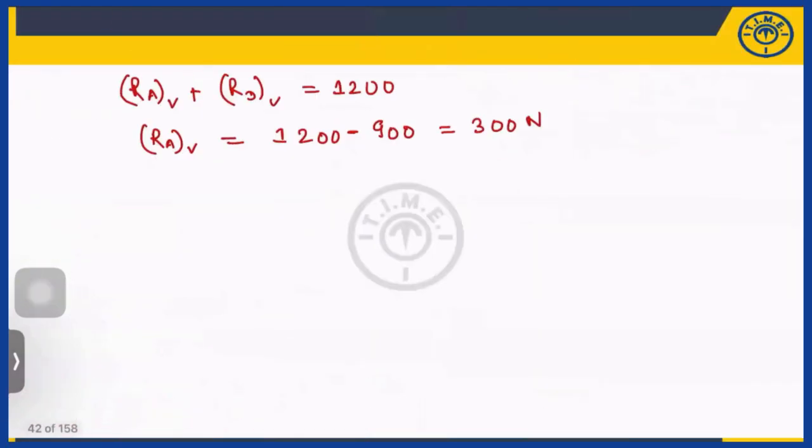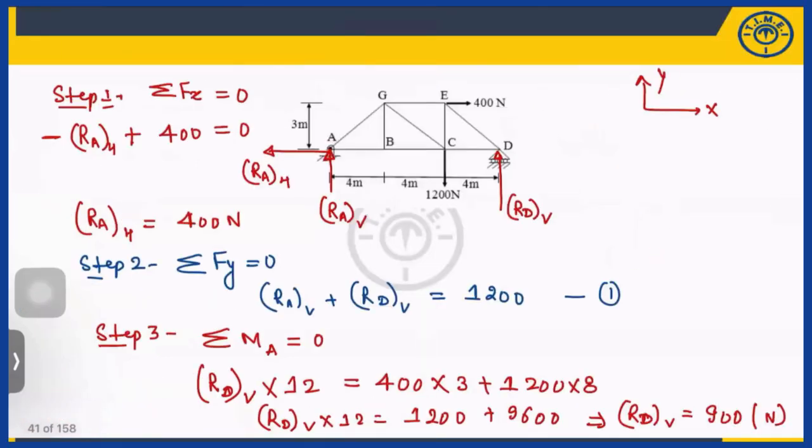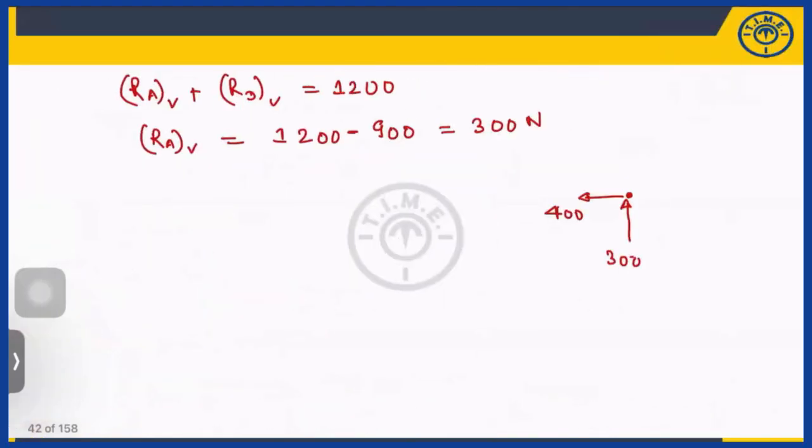Okay, now I am doing that one. So let us suppose the joint A, what are the forces acting? This is 400. This value I have calculated as 300. And what are the intermediate forces? This is force in AG. Let us suppose this is force in AB. This is force in AG and this is force in AB.